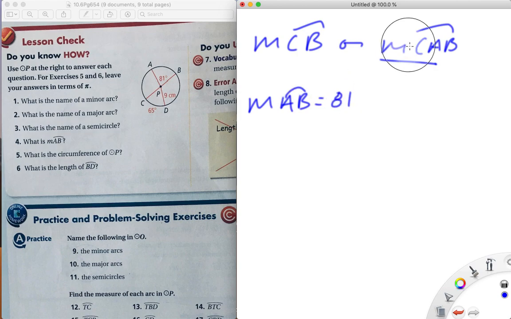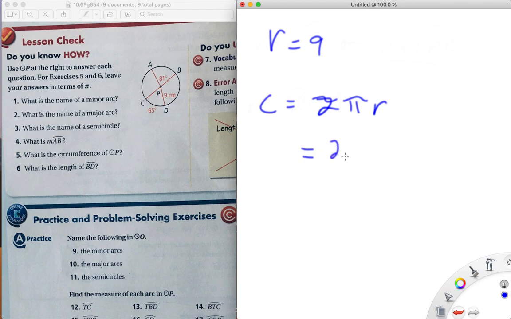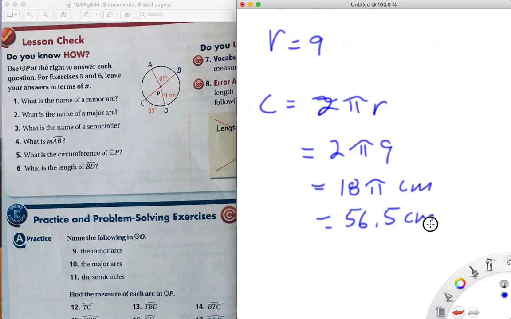They want to know the circumference of the circle. We have a radius of 9. So circumference is equal to 2 pi r. In this case, it's going to be 2 pi times 9, so 18 pi centimeters. If you want to multiply the pi through, it's 56.5 centimeters.